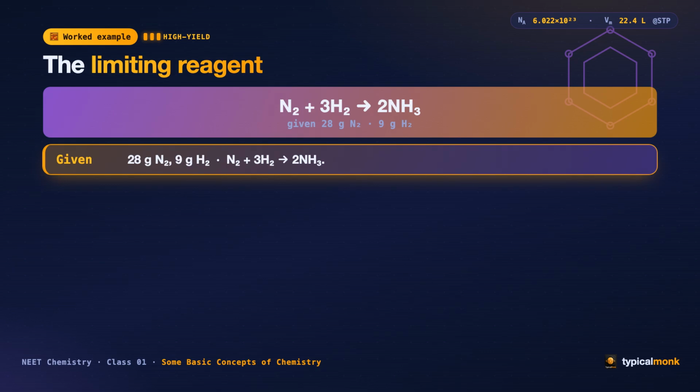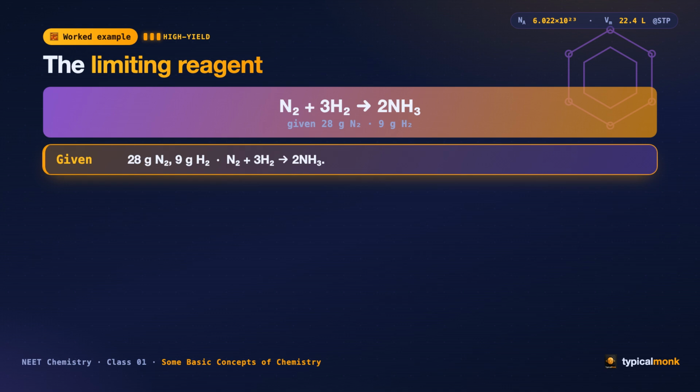The reaction: nitrogen plus 3 hydrogen gives 2 ammonia. We are given 28 grams of nitrogen and 9 grams of hydrogen. How much ammonia can we make? Step 1. Write down what is given. 28 grams of nitrogen, 9 grams of hydrogen, and the balanced reaction. Nitrogen plus 3 hydrogen gives 2 ammonia.